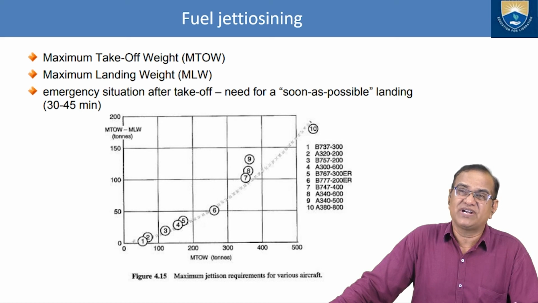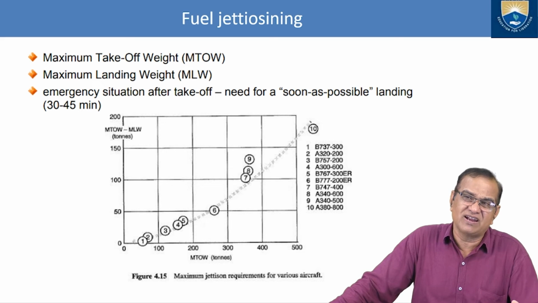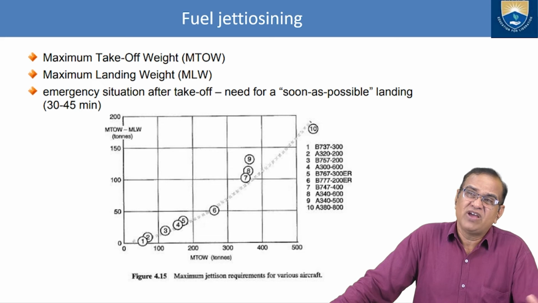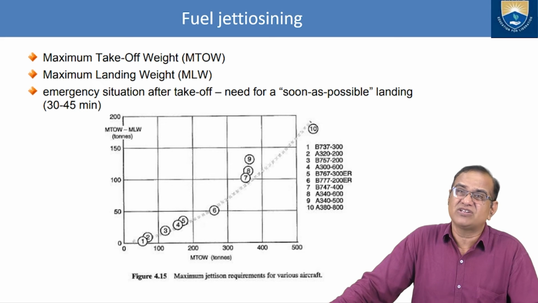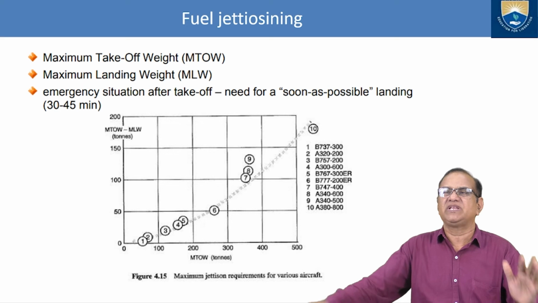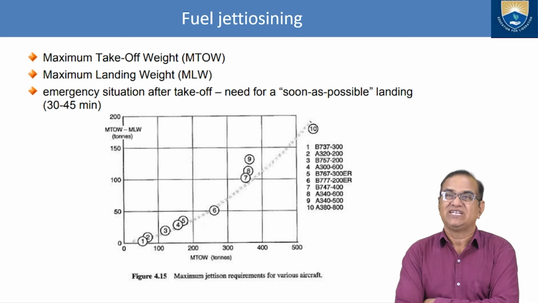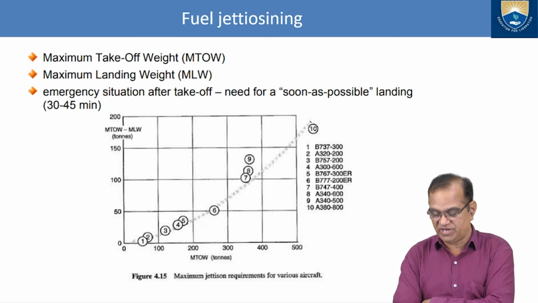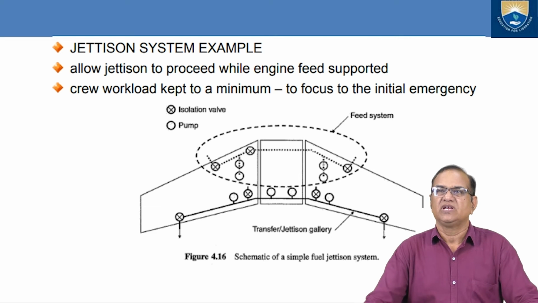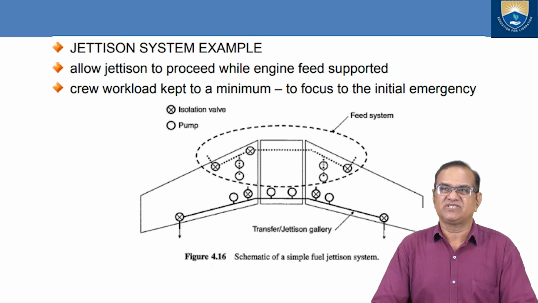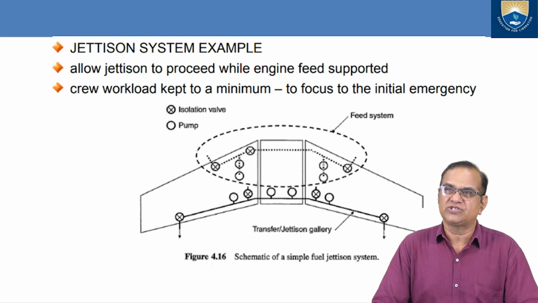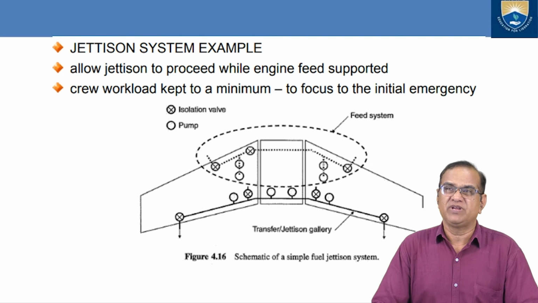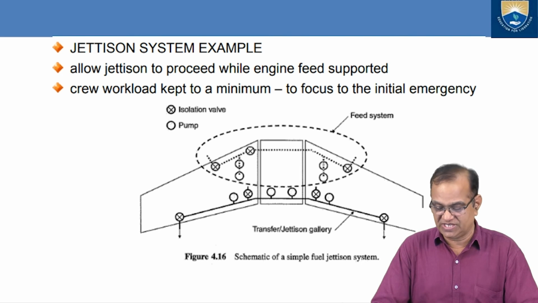Emergency situation after takeoff: if there is very bad weather and your aircraft is experiencing turbulence that it is not able to sustain, or some engine failures or something is happening, at that time also we have to jettison the fuel as soon as possible, landing in 30 to 45 minutes. So here is a jettison system example: allow jettison to proceed while engine feed is supported, crew workload kept to a minimum to focus on the initial emergency.